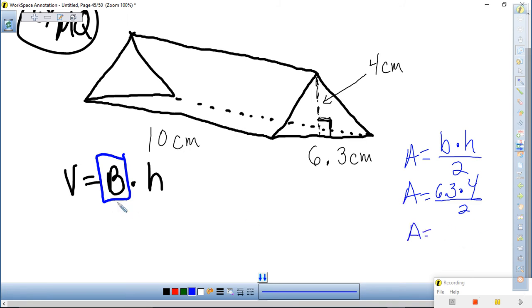You're going to substitute in here. And then you write V equals whatever that was times, what is the height of the entire prism? 10. Therefore, your volume should be whatever you get in centimeters cubed. Find me that number, please. All right, check with your neighbor, see what they got. See if they have something similar to yours.